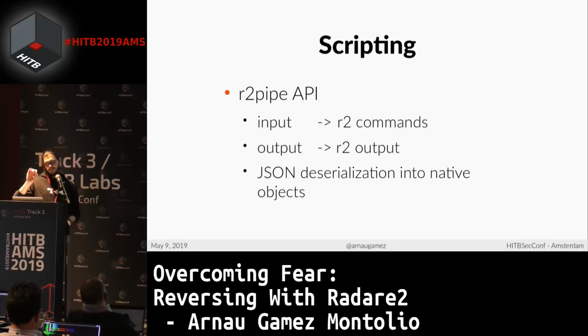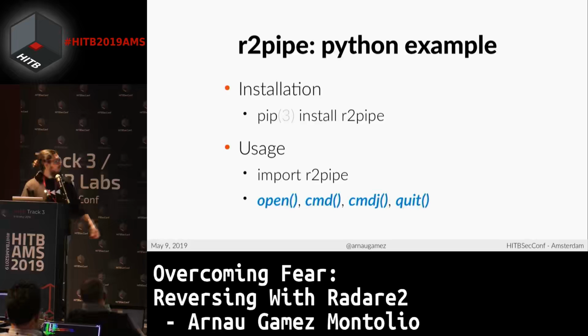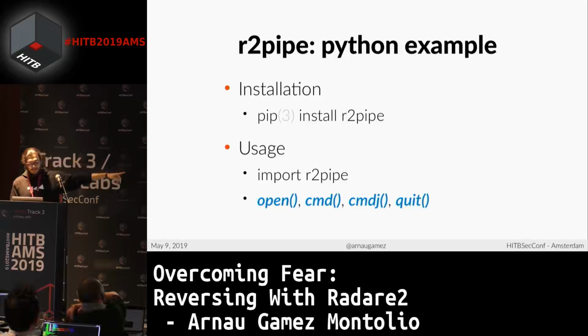We'll see here in the Python example, install with pip and use import r2pipe. And these are the 4 commands that we have: open, cmd, cmdj, and quit. The cmd is just inputting Radare2 commands and receiving the output, and the cmdj is really cool because it performs native JSON deserialization.